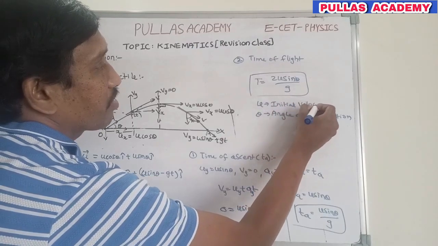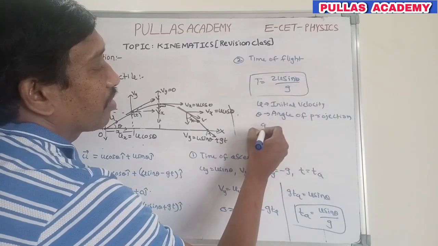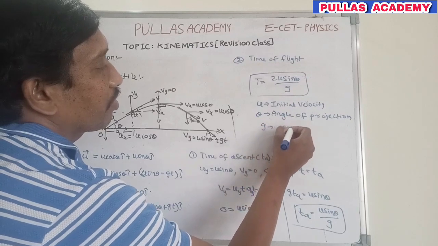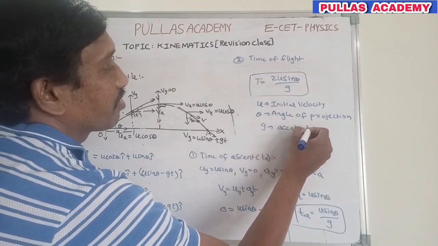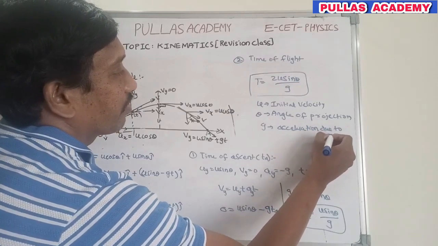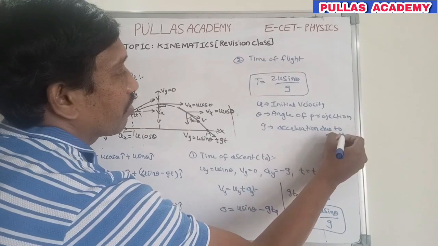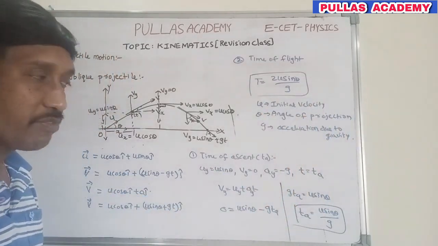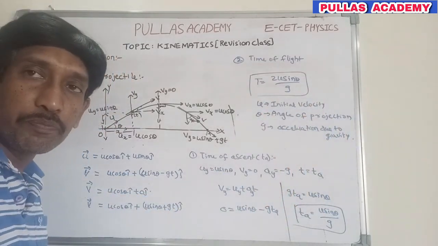That's all. Next, what is small g? That is acceleration due to gravity. This stands for acceleration due to gravity. Okay, so these are the formulas. Next we will discuss one more parameter.